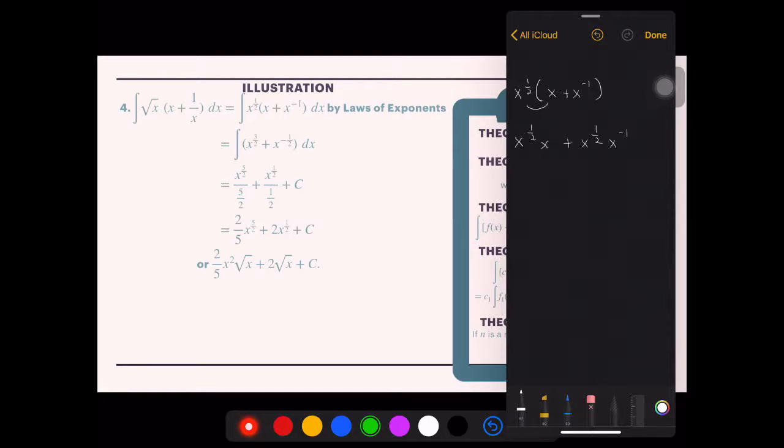Multiplying with the same base as x here, we have to add the exponents. Thus, adding 1/2 and 1 there would give us 3/2. Similarly, if we are to do the same thing to the exponents 1/2 and -1 there, 1/2 plus a -1 would give us a -1/2.